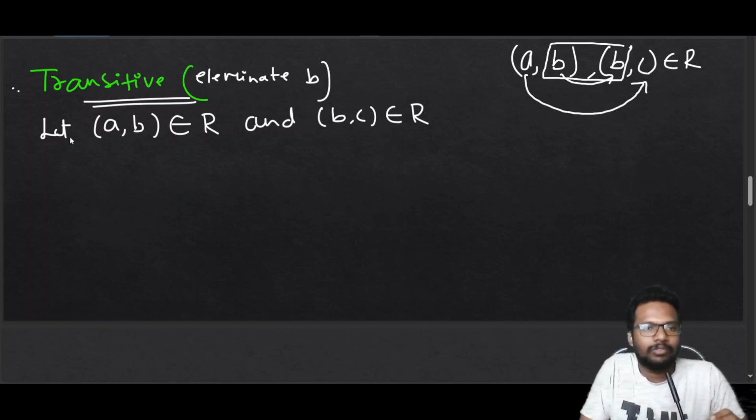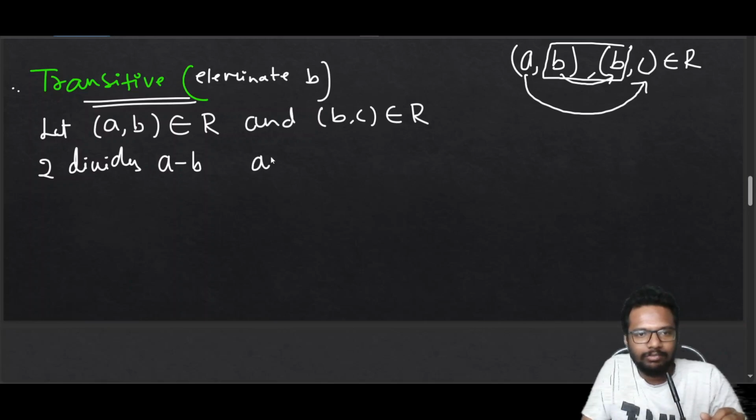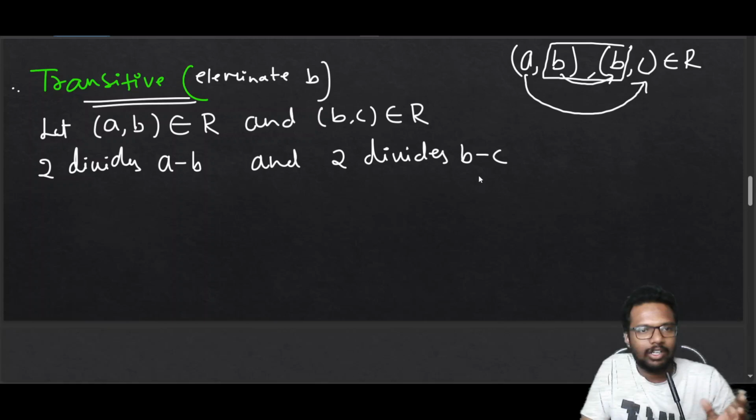To conclude that, first we have to write the ordered pair a comma b belongs to R. We have to write whatever the given R is, that relation only. 2 divides, don't change any sentence here, it will be easy to write. 2 divides a minus b, and the ordered pair b comma c belongs to R means 2 divides b minus c. Now I have written: a comma b belongs to R means 2 divides a minus b, and b comma c belongs means 2 divides b minus c. So now our target is to eliminate b.